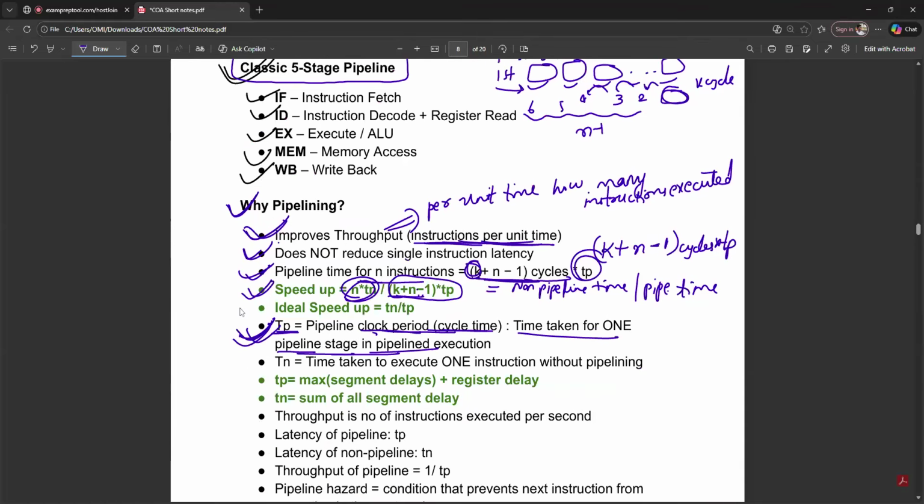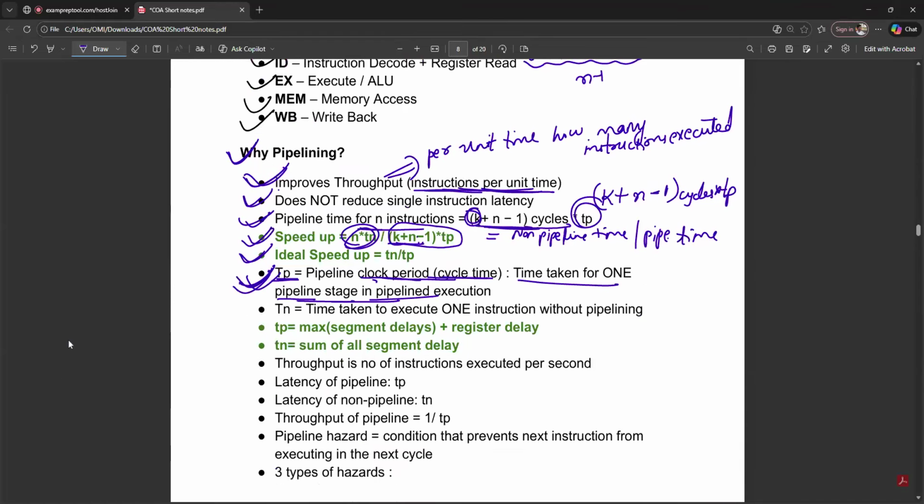So n into tn. But if you look at the ideal speed up, it is n into tn divided by k plus n minus 1 into tp. So let's say n tends to infinity. Then this and this thing you can remove. And the ideal speed up is equal to tn divided by tp. So in this way you can calculate it.